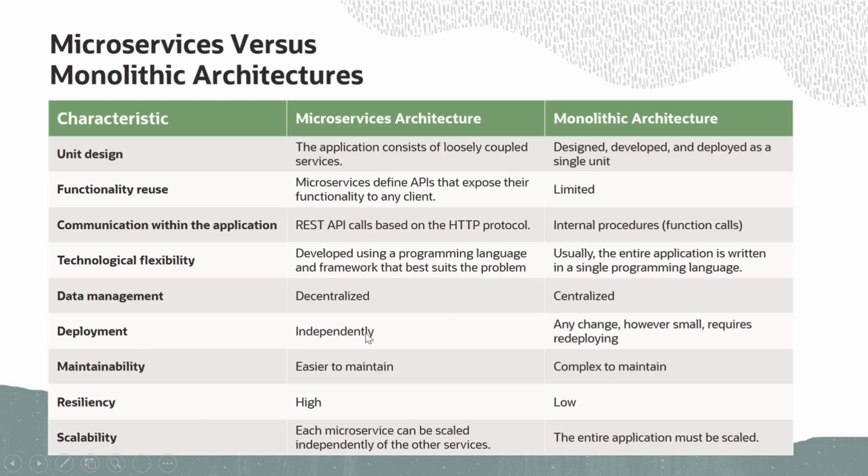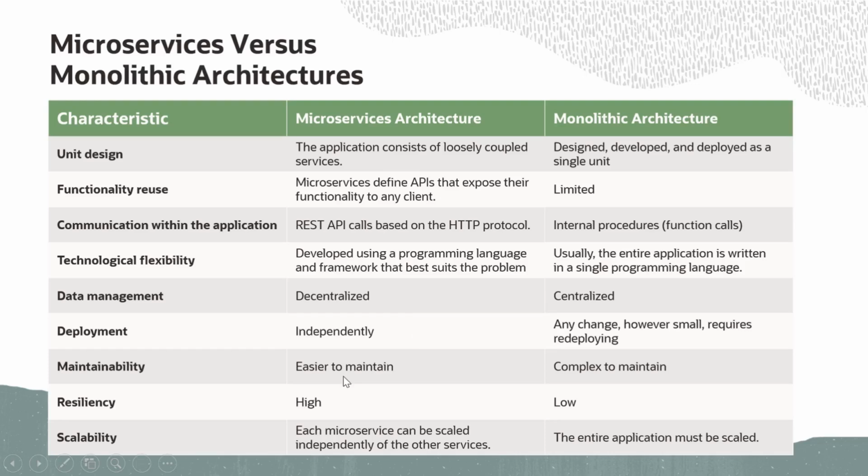When it comes to deployment, microservices architecture can be deployed independently. Every microservice can be coded and deployed independently of each other. Whereas in monolithic architecture, you will have to write the entire code at once and then deploy it. And again, if you have to make some changes, then you have to redeploy the entire application.